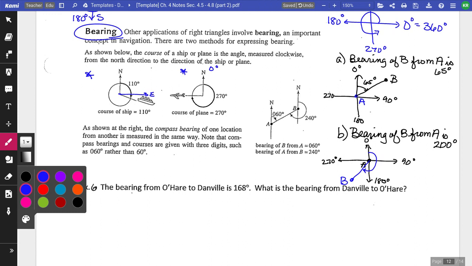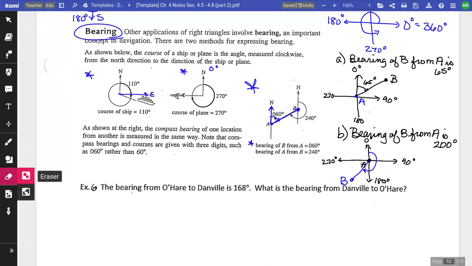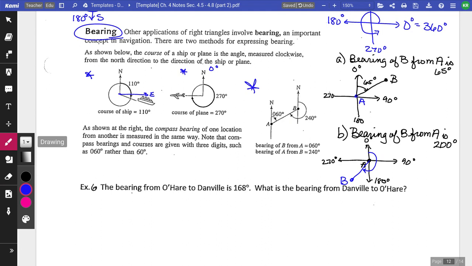Okay, back to this picture here. Bearing of B from A is 60 degrees. So for this first statement, bearing of B from A, A is your starting point. So from due north, you turn 60 degrees and you are now headed towards point B. Okay. All right, let me erase that. And then let's look at the other direction.